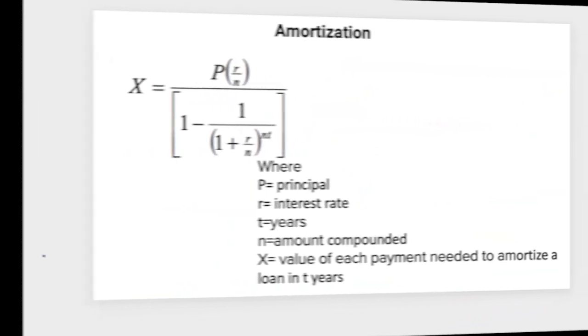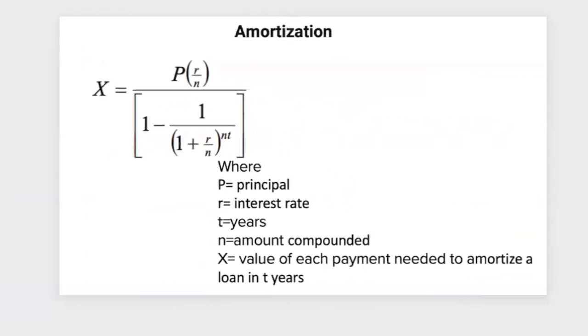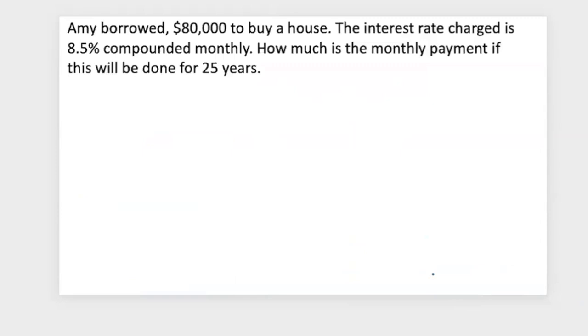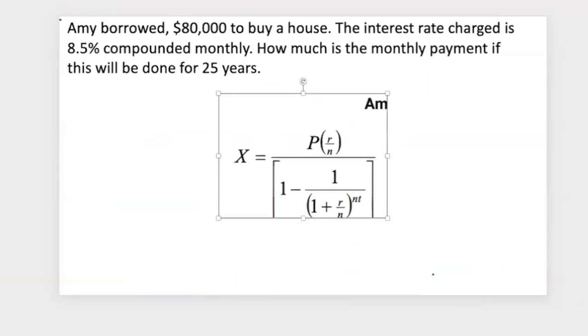The final question is amortization. And this is the formula for amortization, which is given in the exam. X is the value for each payment needed to amortize a loan into years. P is the principal. R is the interest rate. N is the amount compounded. And T is the years. So we're going to look at a question that requires us to use this formula. So I'm just going to put it here.